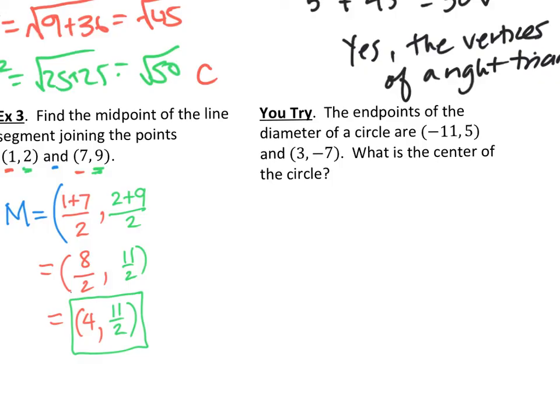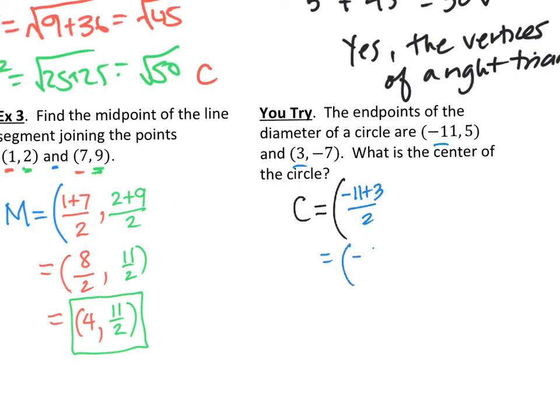Okay, let's see. The center of a circle, I'm going to use C for center. It doesn't really matter. It's up to you. Okay, but I'm still using the midpoint formula because if the endpoints of the diameter are at -11, 5, and 3, -7, the center of the circle is exactly between them. Okay, so let's see. In the x direction, I have -11 and 3. I'm going to add them and divide by 2 to find the center.